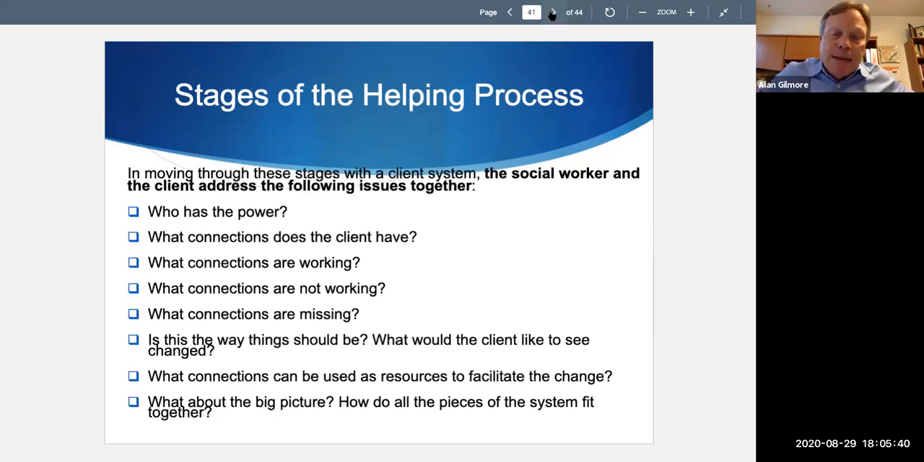So by moving through these stages with a client system, the social worker and the client address the following issues together. Who has the power? What does the client bring? What connections are working? What connections are not working? What connections are missing? Is this the way things should be? What would the client like to see changed? What connections can be used as resources? What about the big picture? How do all the pieces of the system fit together? So these are all of the different pieces that the client system is looking at.